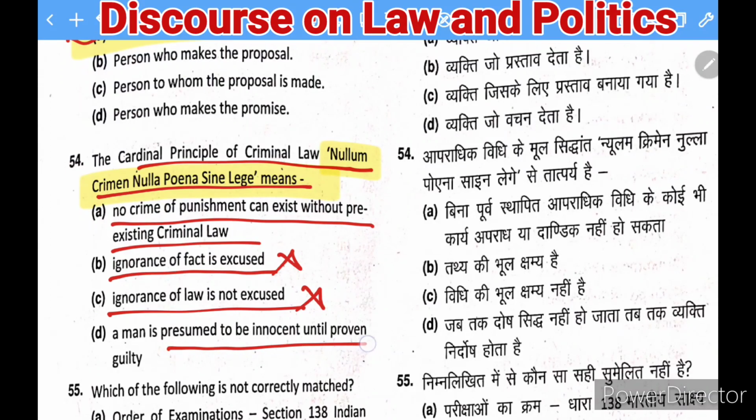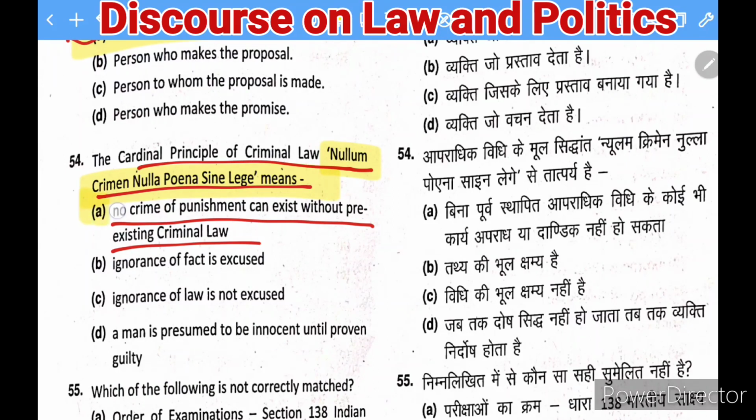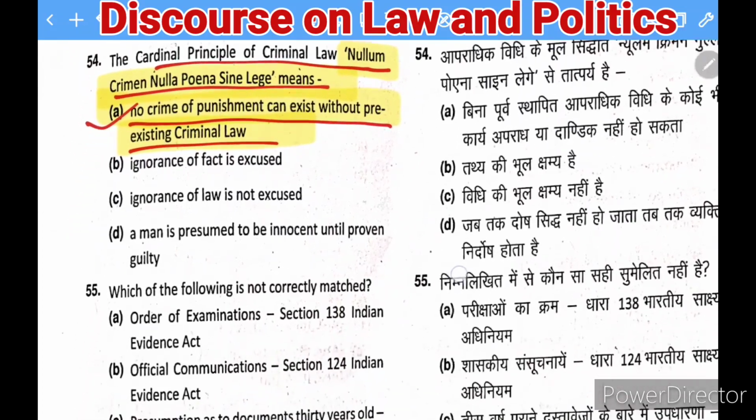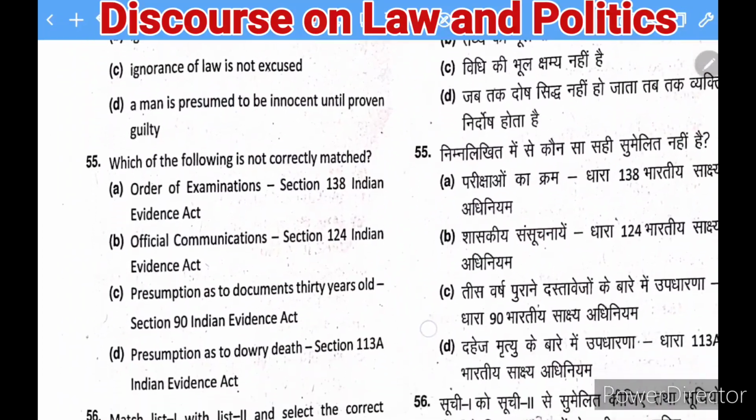A man is presumed to be innocent until proven guilty is also not the correct meaning. So the right answer to this question is A. A is the correct option. That is, no crime or punishment can exist without pre-existing criminal law.